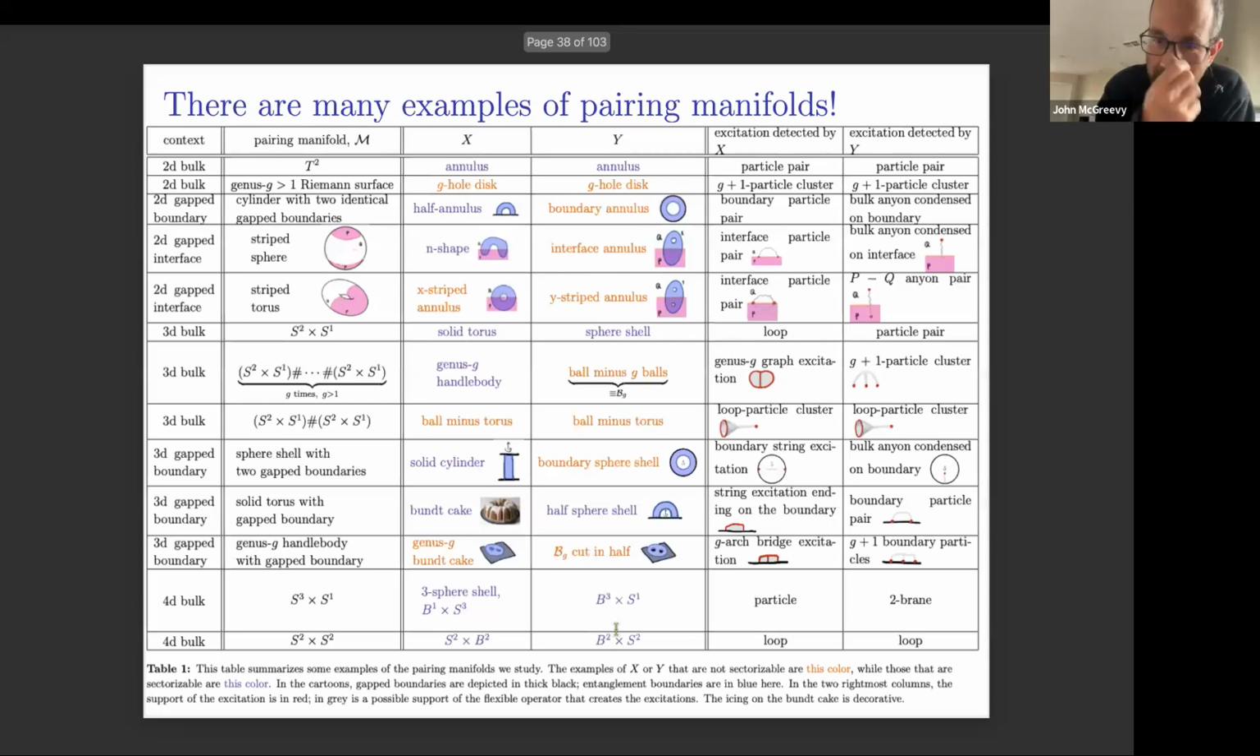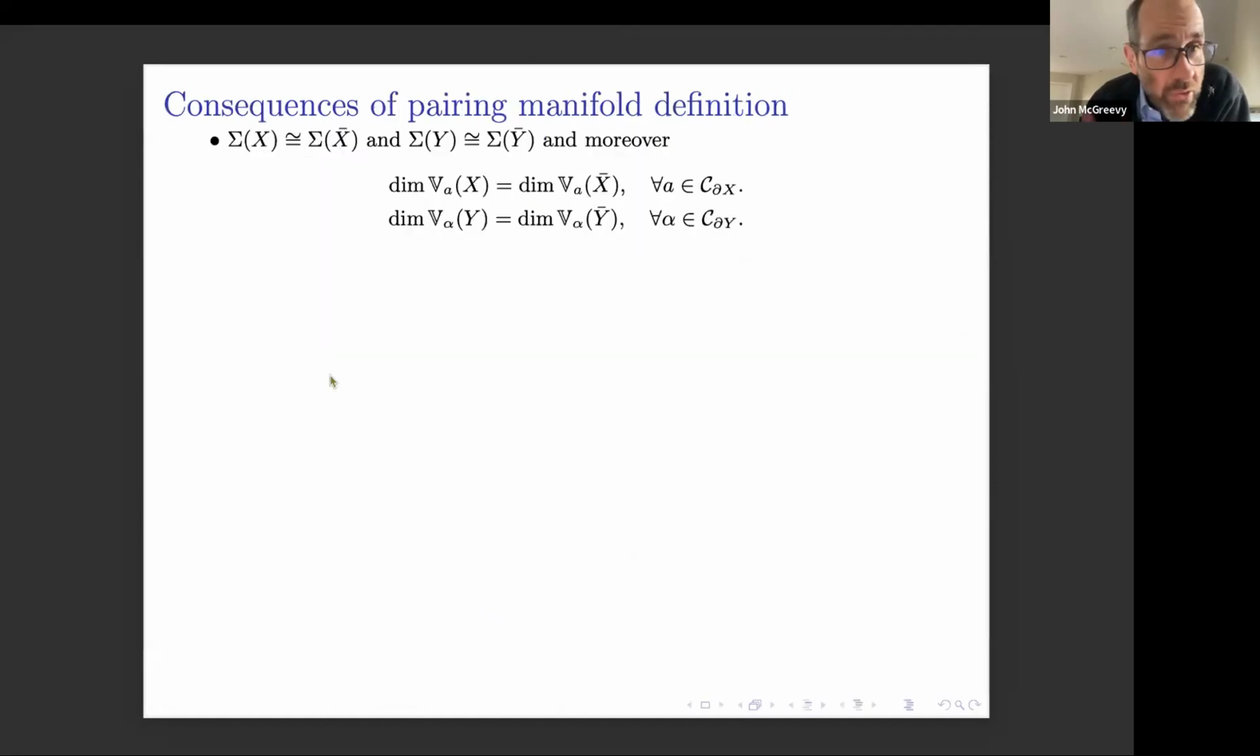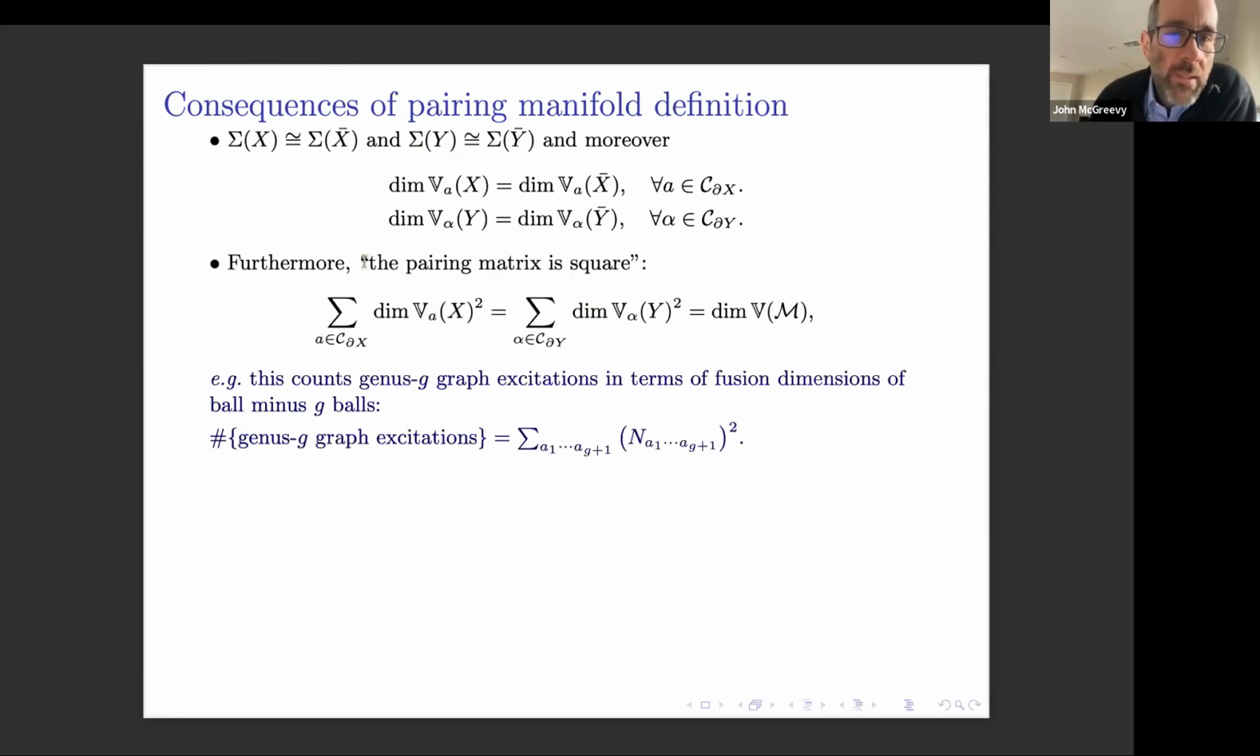This is my most intimidating slide, whose purpose is to point out that there are many examples of pairing manifolds. Despite the fact that it's a very restrictive definition, there are many non-trivial examples, such as the torus, S2 times S1, connected sums of S2 times S1, and various examples in other dimensions. Given that it's a restrictive definition, there should be some strong consequences. One consequence is that the information convex set of X and its complement are the same, and Y and its complement are the same.